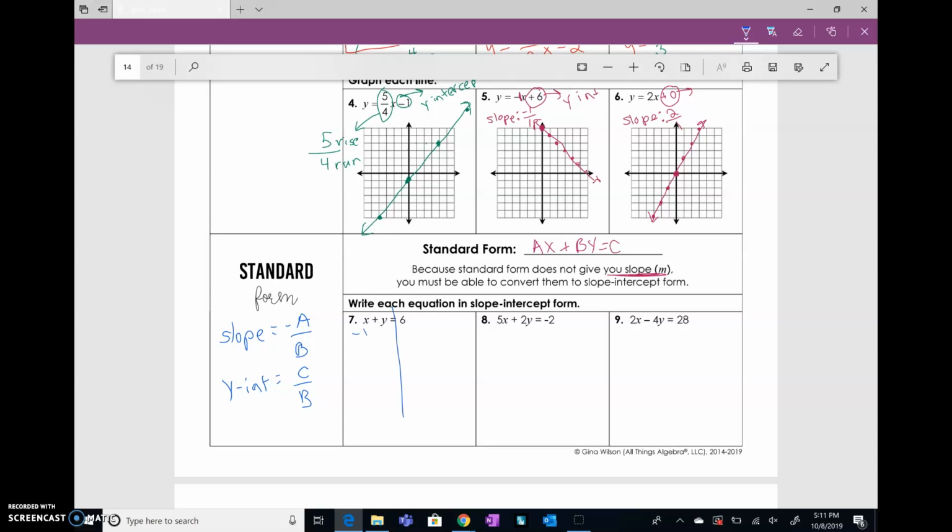So to get the y alone, I would take away x. Take away x, you get y equals -x plus 6. And then you can see the slope is -1 and the y-intercept is 6.